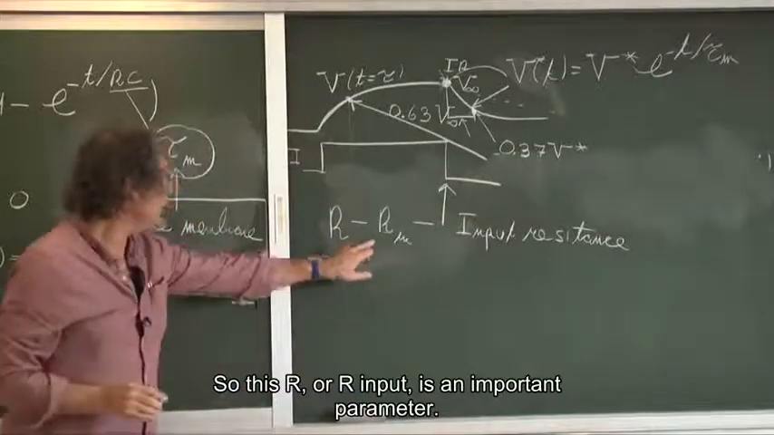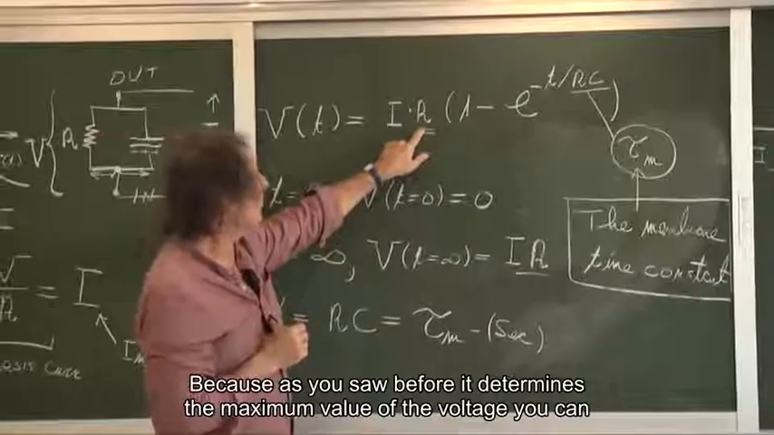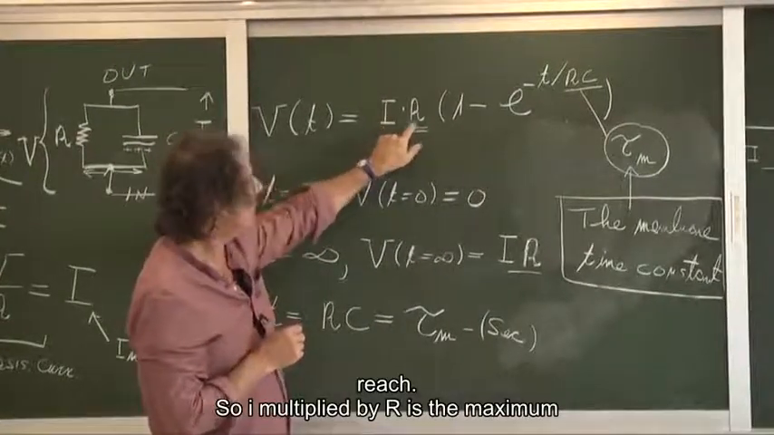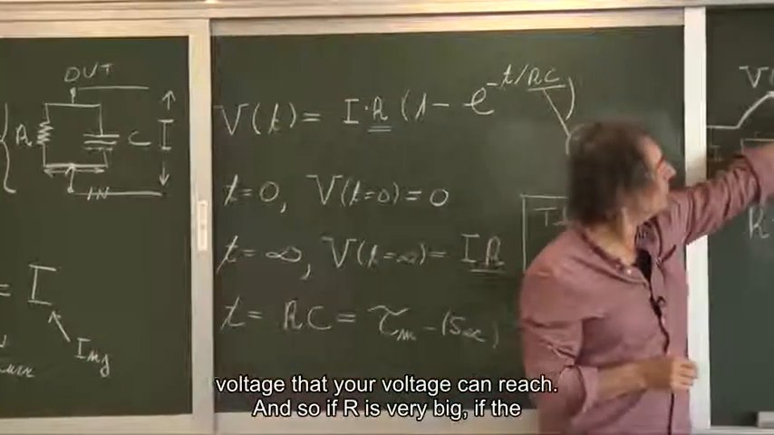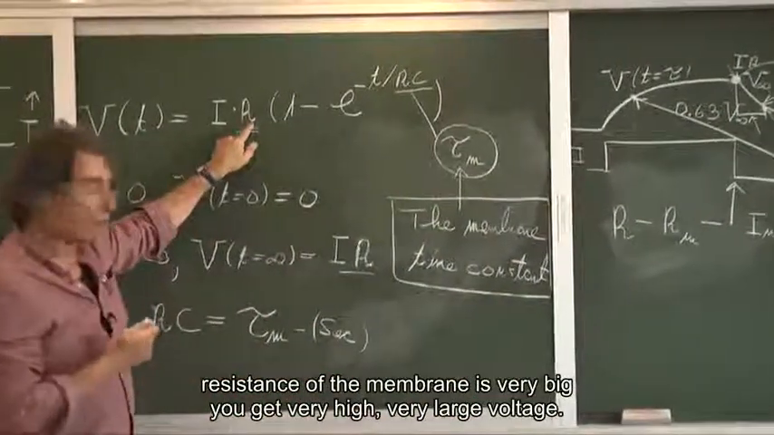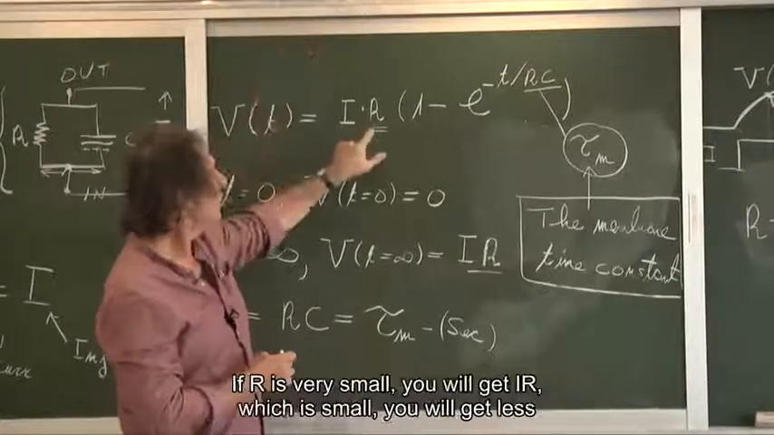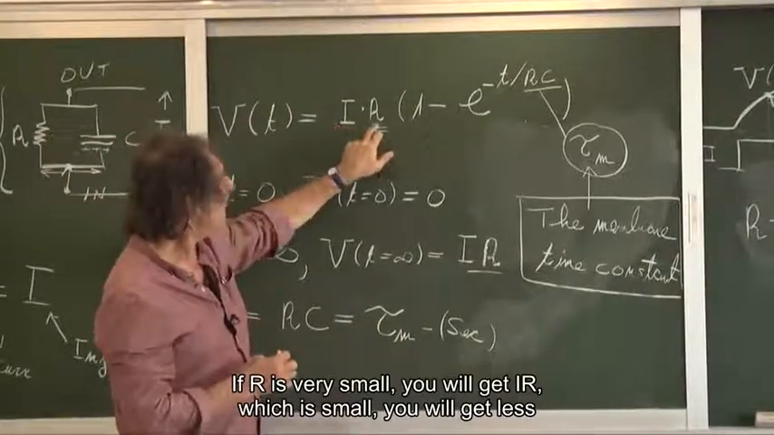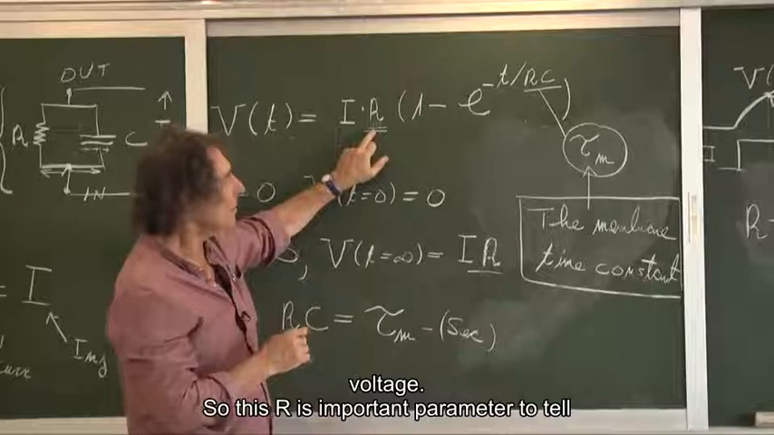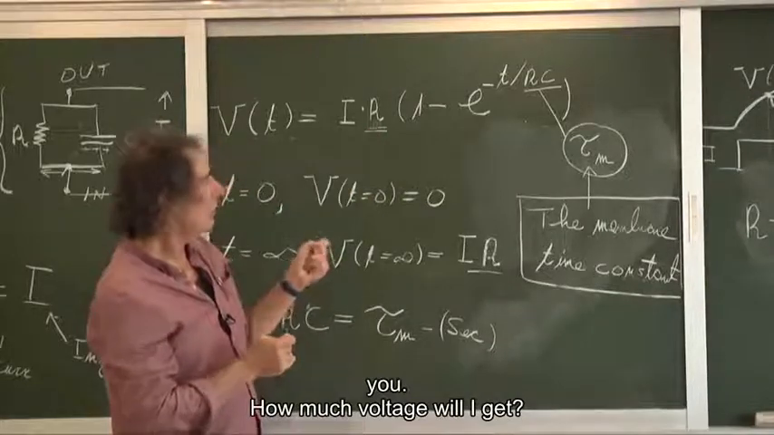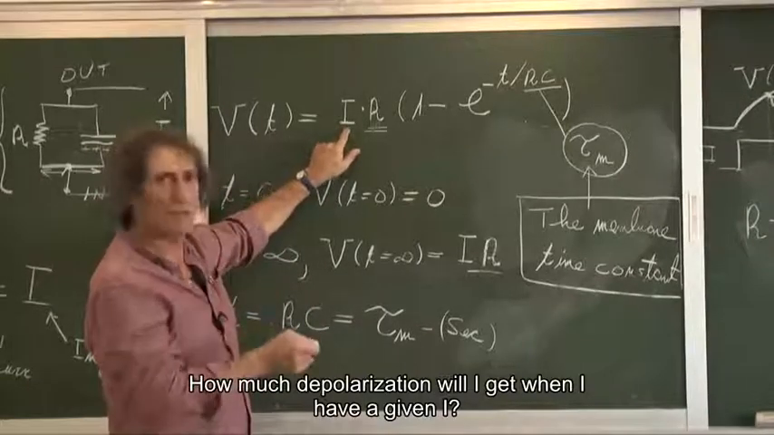So this R, or R input, is an important parameter because, as you saw before, it determines the maximal value of the voltage you can reach. So I multiplied by R is the maximal voltage that your voltage can reach. And so if R is very big, if the resistance of the membrane is very big, you get a very large voltage. If R is very small, you will get IR, which is small. You will get less voltage. So this R is an important parameter to tell you how much voltage, how much depolarization, I will get when I have a given I.